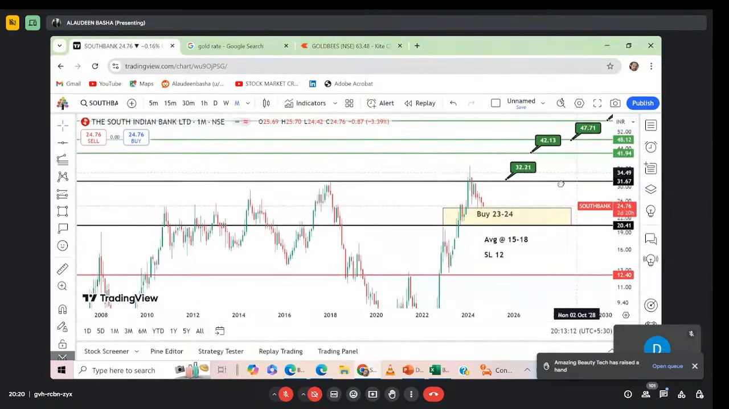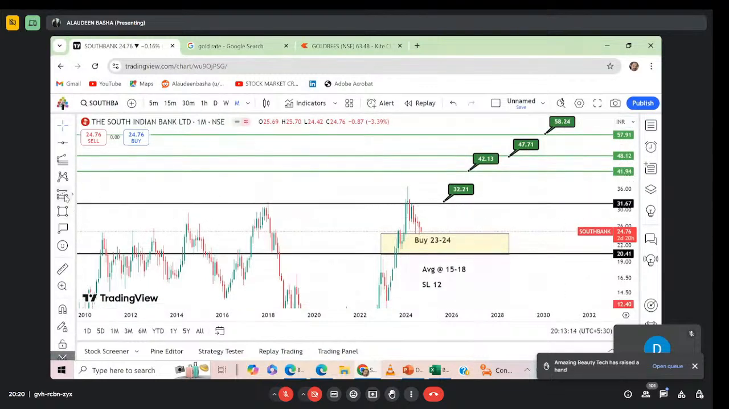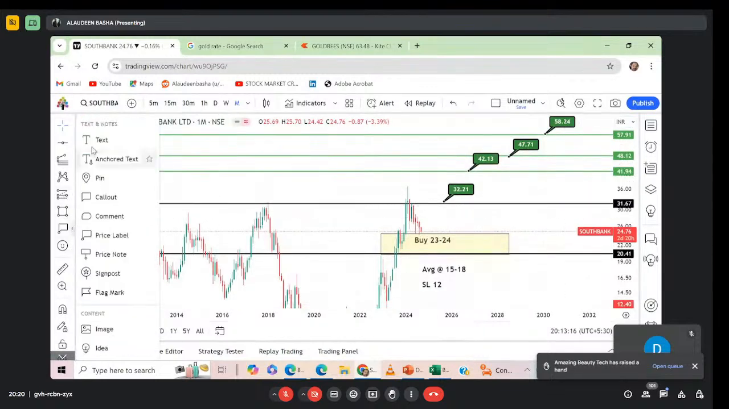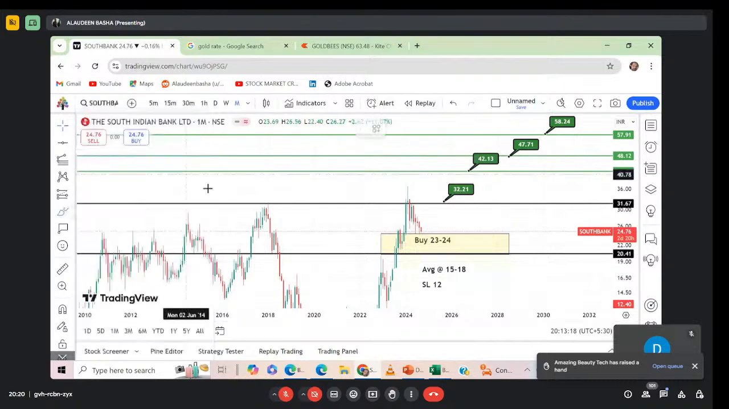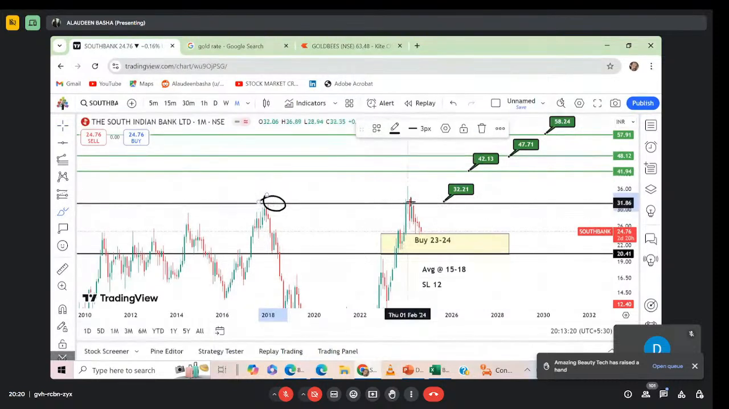Maybe the rally will move very fast because it broke the double top. I don't know whether you watched or not. It broke the double top after 6 years, from 2018 to 2026. Now it's a retracement. It's a very good opportunity to buy. Once it turns from here, it can easily achieve 32, 42, 47, 57.